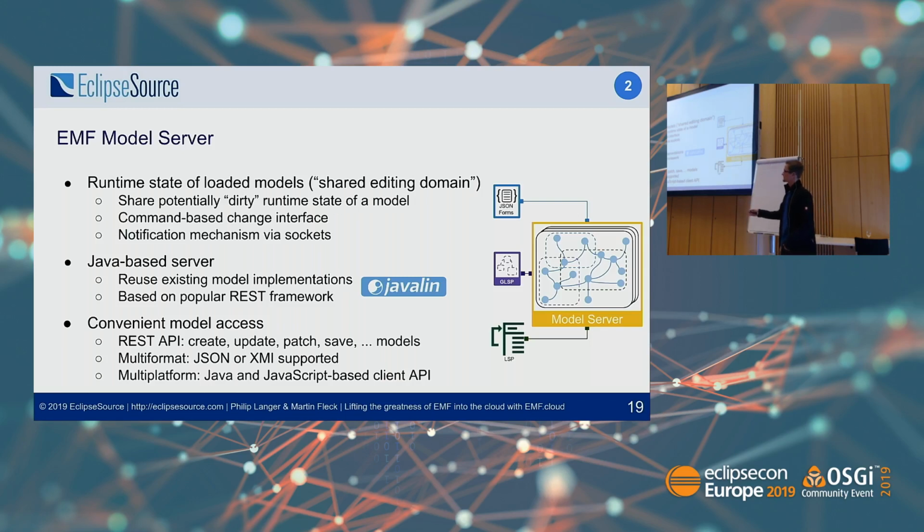And with that, it provides all the clients, even if they're running on the server, with a REST API to create, update, patch, save models, all of the typical operations that you need. And since there will be very diverse microservices connecting to that, to make it easier, we provide multiple formats, so you can request the model either in JSON or in XML, whatever is easier for the client. Last but not least, we also provide a client API. We provide actually two of them. One is Java-based and one is TypeScript-based or JavaScript-based, so that depending on how your service actually looks, you can choose which fits best for you.